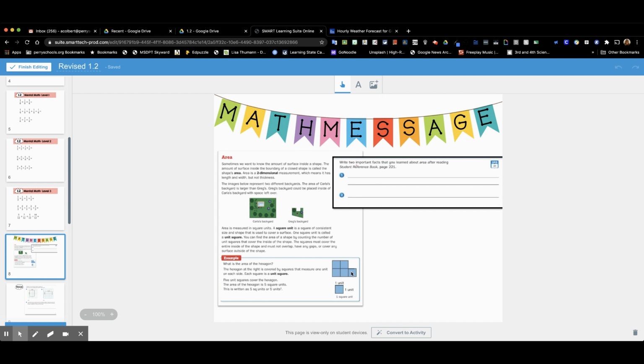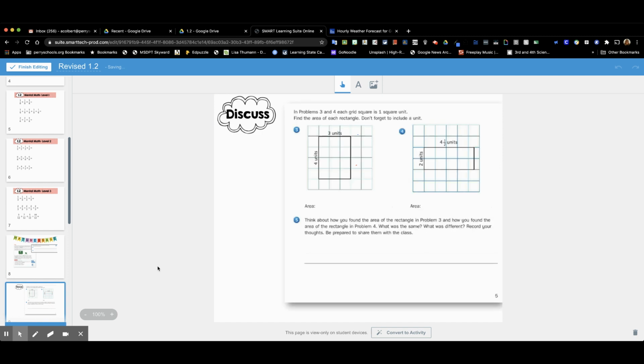So here's an example right here of how we would find the area of a hexagon. You can see that right here represents 1 square unit. So we would see that this would have 1, 2, 3, 4, 5 square units. This is where you would go into your math journal for lesson 1.2 and fill in 2 important facts that you see about area. They can be fun, but 2 facts. And then when you're ready, you can move on to the next part.